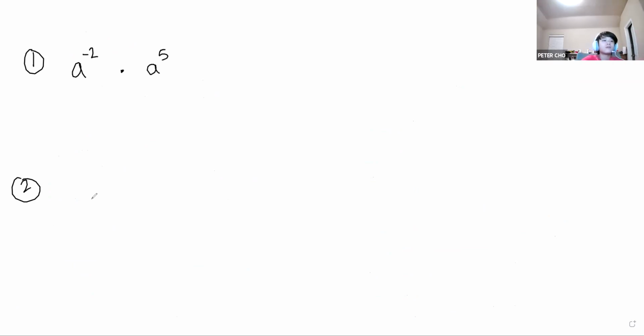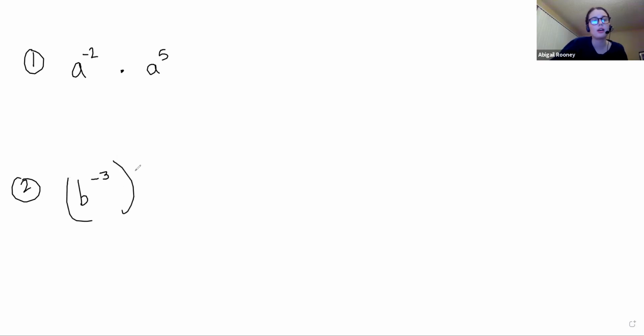Okay. Let's do a to the negative 2 times a to the 5. And then let's do b to the negative 3rd to the negative 4th. So kind of similar to last time, but I'm probably being a little bit more mean with the negatives this time. We'll see.